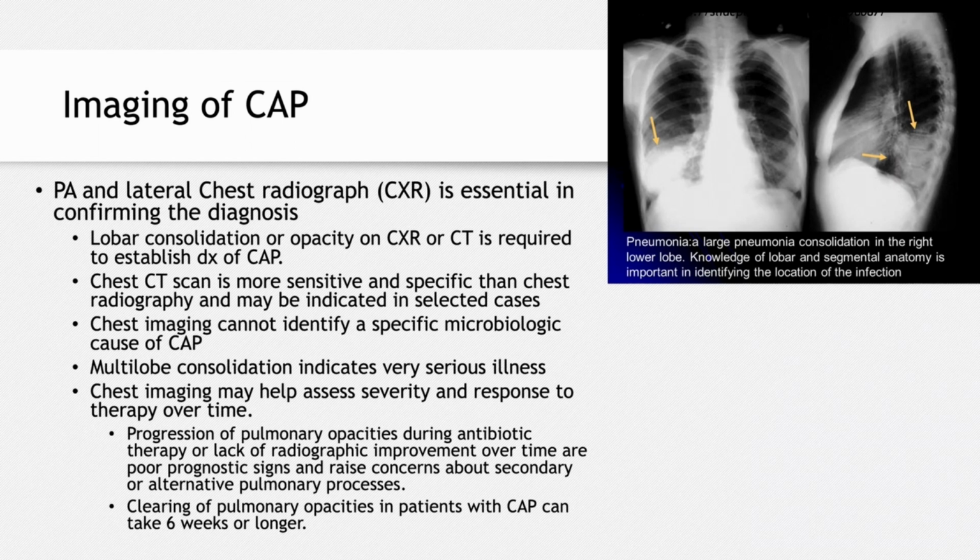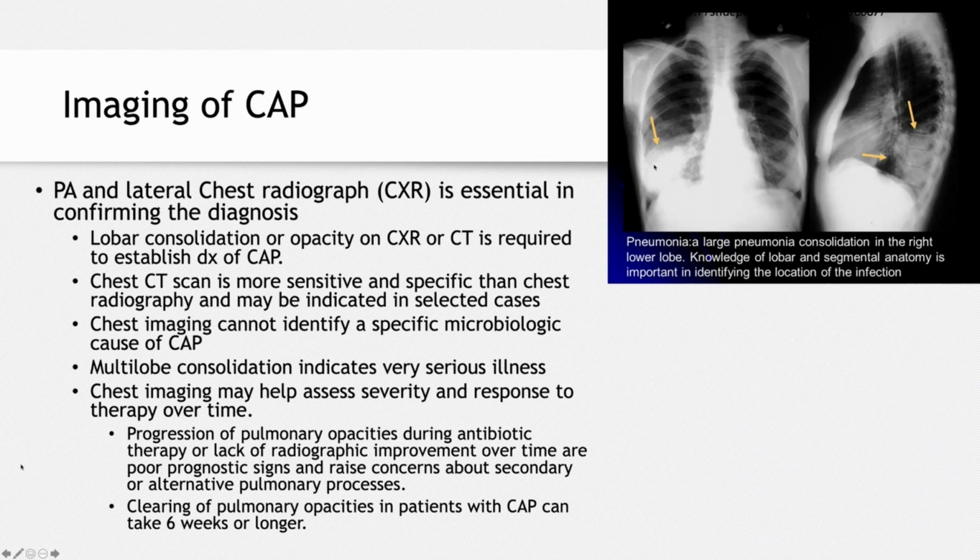Also, as far as clearing pneumonia, it can take up to 6 weeks, even more, to clear an infection on chest x-rays. So you can't use that as a means to decide when to discharge a patient from the hospital. Of course, you should see some improvements, but like I said, it can take up to 6 weeks or more for it to completely clear.